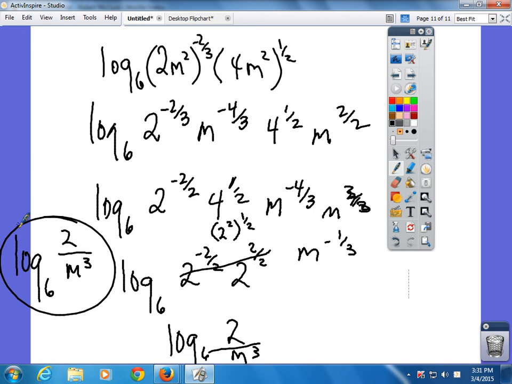You have log base 6, 2 raised to the negative 2/3, and when you bring it down, it's 2 raised to the negative 2 over 2. Right there in the second line, see how it's negative 2 over 3? And then when you go down, it's negative 2 over 2. I guess I just wrote it down wrong. Sorry. Okay, I'll fix it. So that would be 2/3. So that takes care of that.